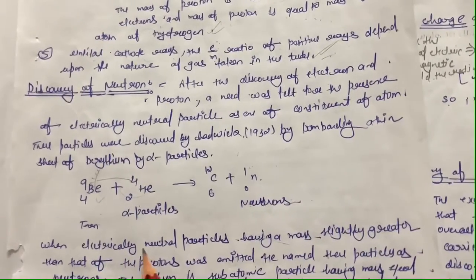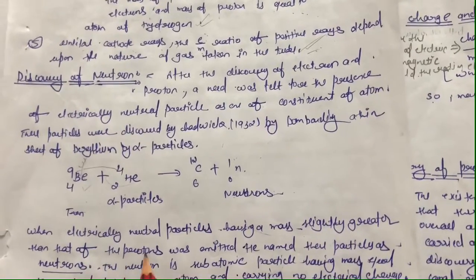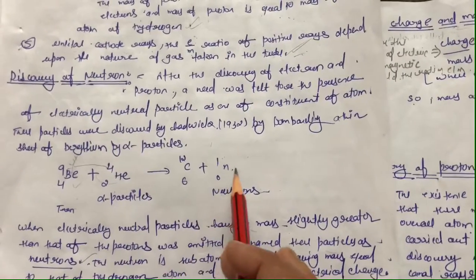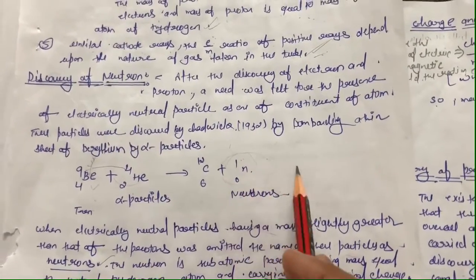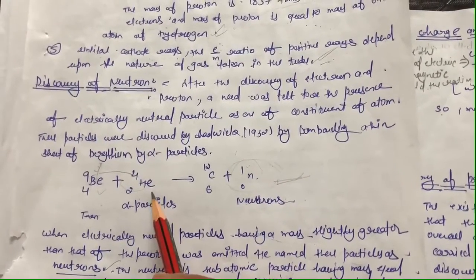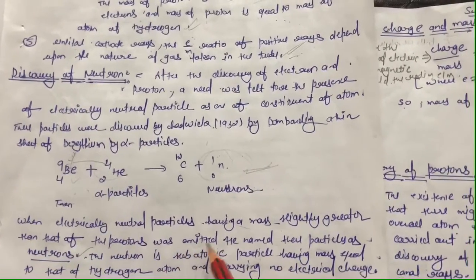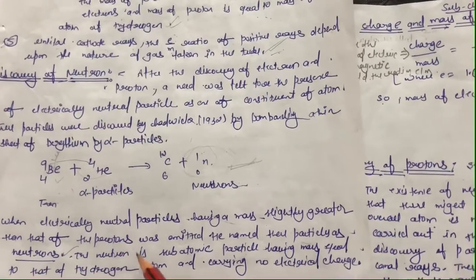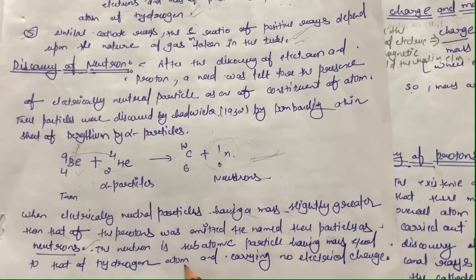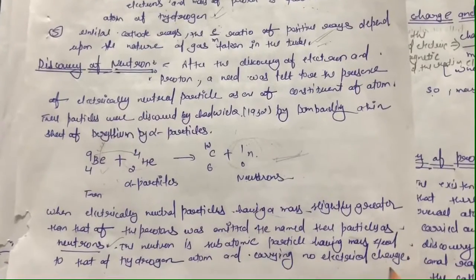When electrically neutral particles having a mass slightly greater than that of the protons were emitted, he named these particles neutrons. Clear? These are particles that are electrically neutral and emitted on the striking of alpha particles on a beryllium sheet. He named the particles neutrons. The neutron is a subatomic particle having mass equal to that of the hydrogen atom and carrying no electrical charge. Clear?